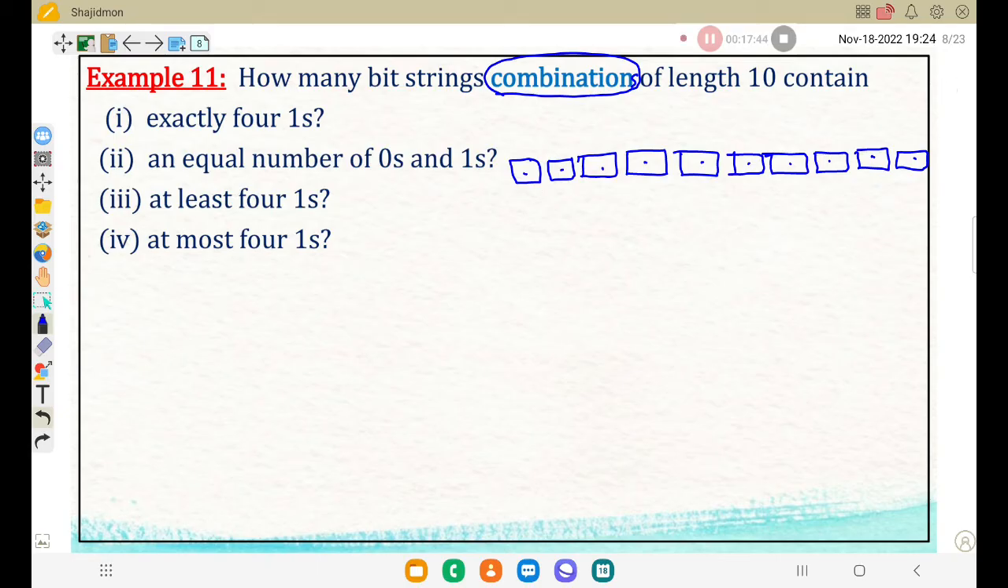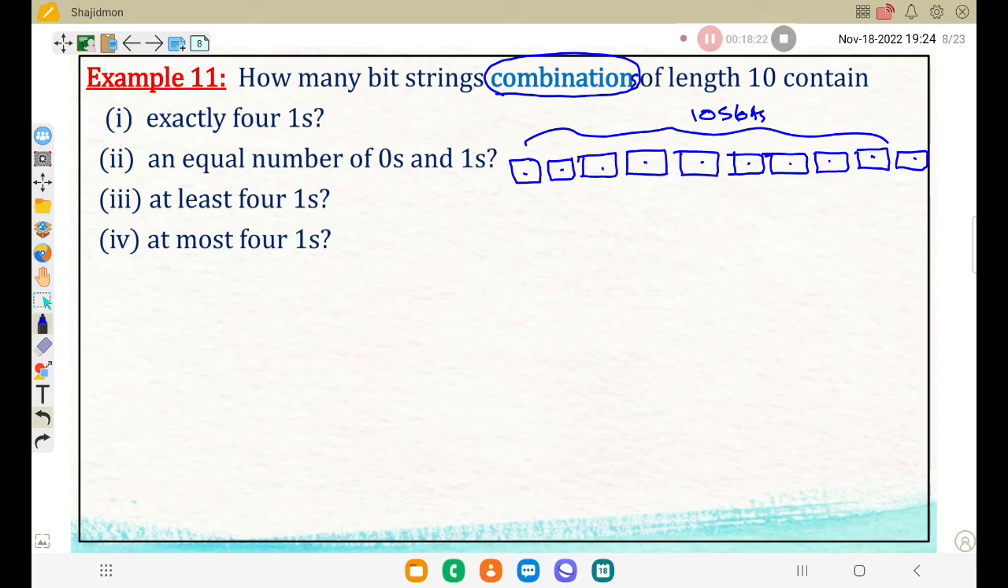How many combinations of length 10 have exactly 4 ones? What is the meaning? It is just like asking to choose 4 slots out of 10 slots to place 1. We need to place 1 in 4 slots. So how many combinations are we getting of length 10? Totally 10 slots, exactly 4 ones. How many ways can we choose that? This is our question.